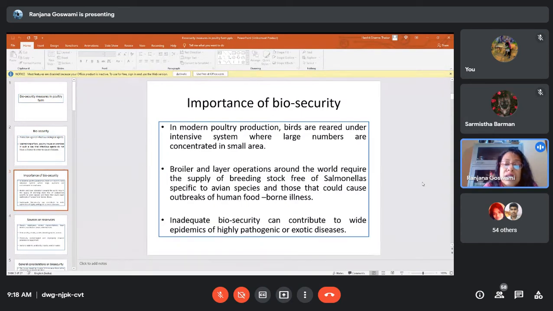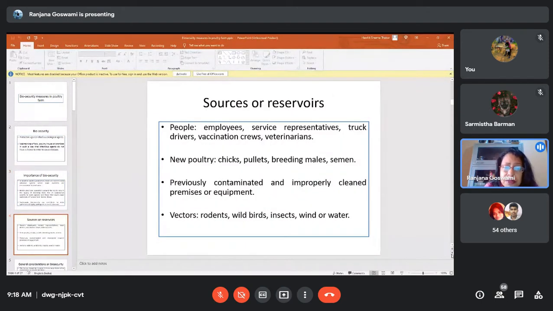And even these salmonella species could cause outbreaks of human foodborne illnesses, since it is communicable to humans. Inadequate biosecurity can contribute to wide epidemics of highly pathogenic or exotic diseases. So that is why biosecurity measures are very important, that you have to follow in the poultry farm.